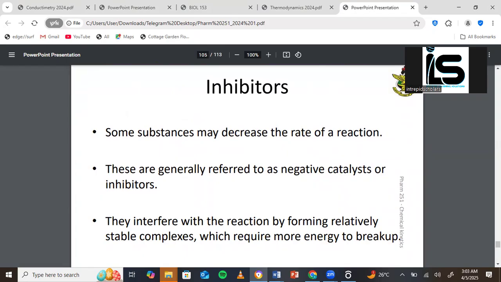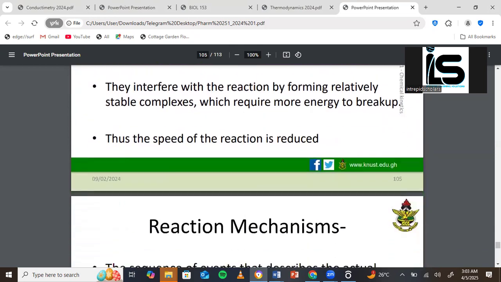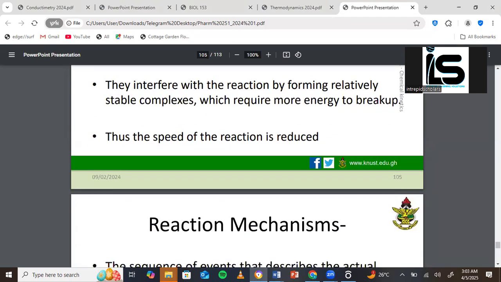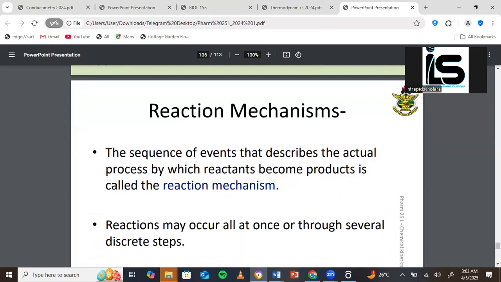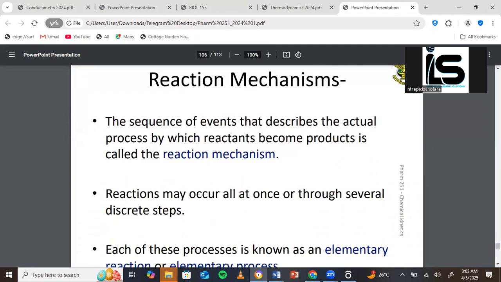Now, the opposite of a catalyst, the negative of a catalyst, is called an inhibitor. What inhibitors do is decrease the rate of reaction. They do this by interfering with the reactants and forming stable complexes. The stable complexes require higher energy to be broken down, and therefore reduce the speed of the reaction. They reduce the overall progression of the reaction.